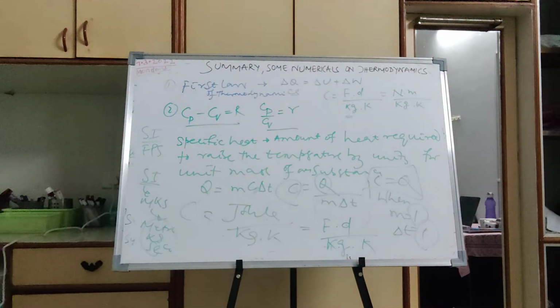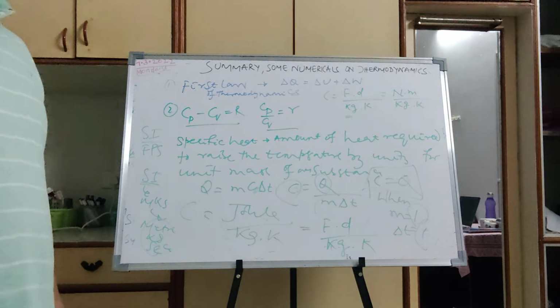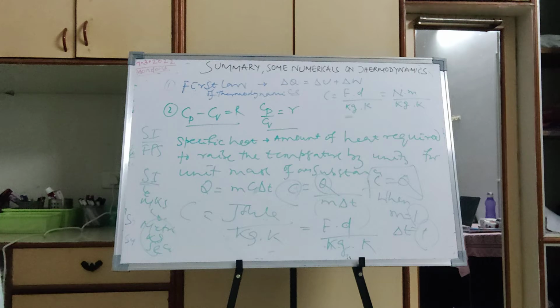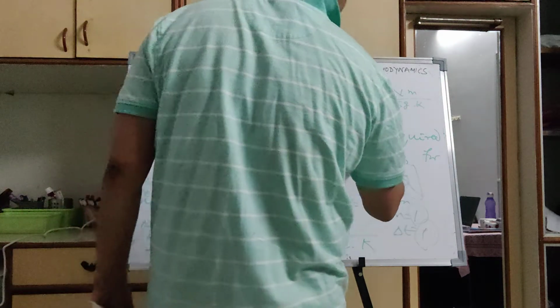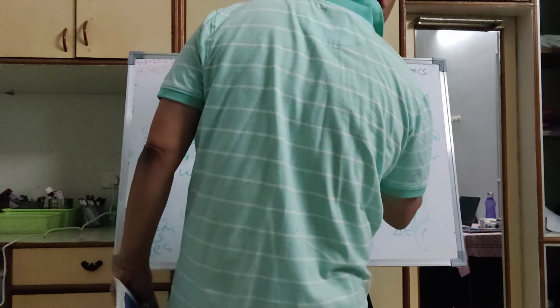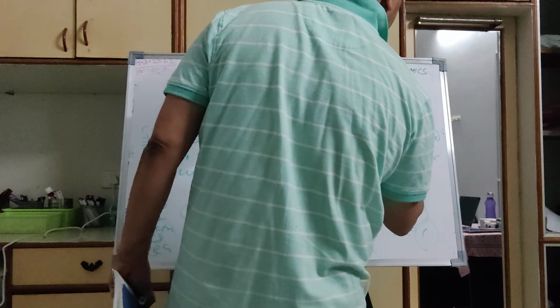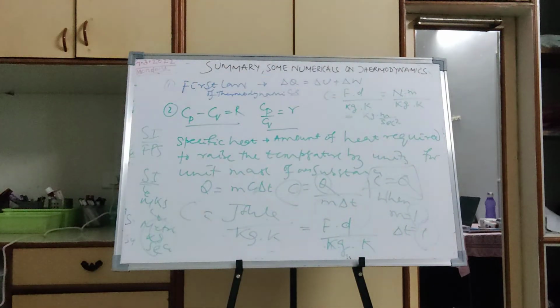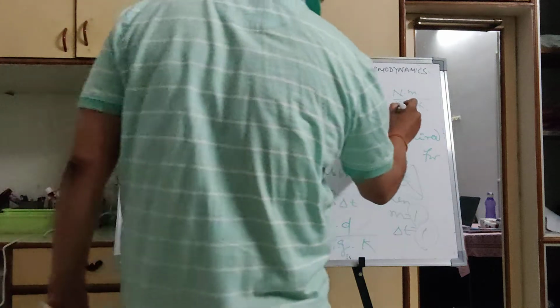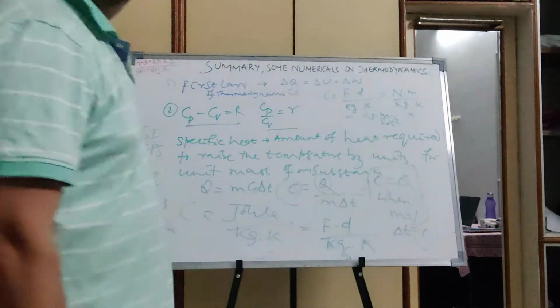So your Newton is the force which will create 1 meter per second square acceleration in 1 kg of substance. That's why Newton is kg meter per second square. Remember that. Newton is nothing but kg meter per second square. And then distance is your meter, right?